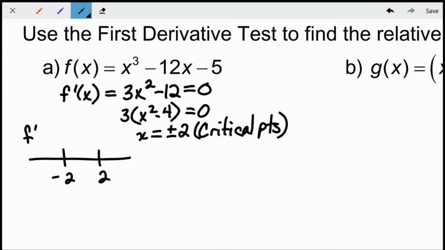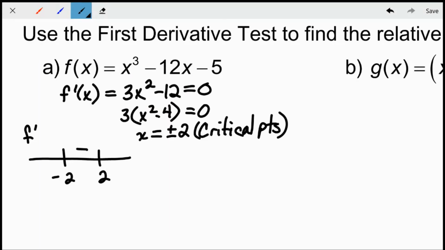And so all I have to do is test points here. For example, between -2 and 2, when I'm in that interval, an easy point to test would be 0. If I plug 0 into this derivative, 3 times 0 squared minus 12 is going to give me a negative value. That means my function is decreasing on the interval between -2 and 2.